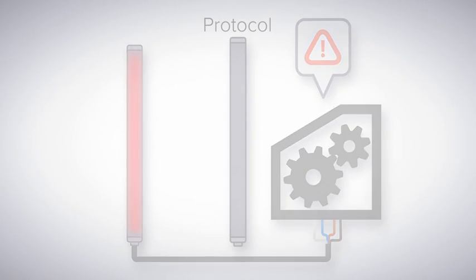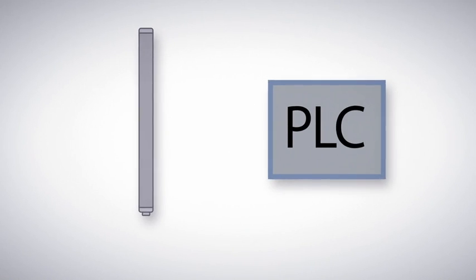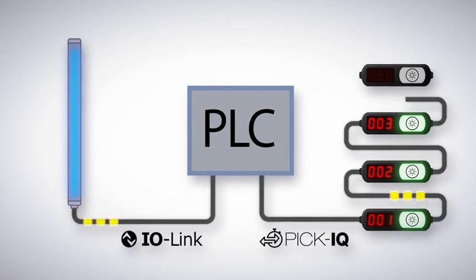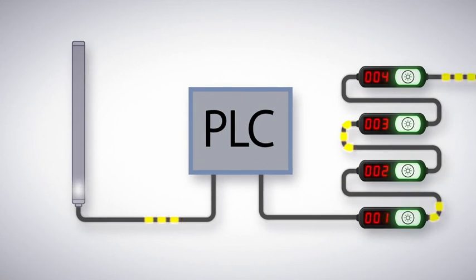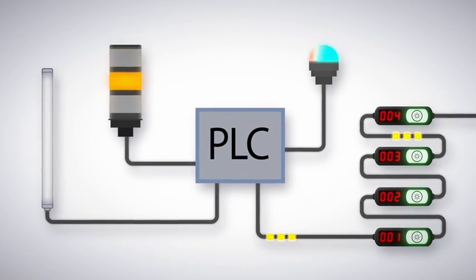Protocol control devices, on the other hand, get dynamically driven in real time. Factory controllers send and receive data to the lights via either IO-Link or PIC-iQ communication protocols. This provides smart factories with limitless possibilities for advanced control of machine states.